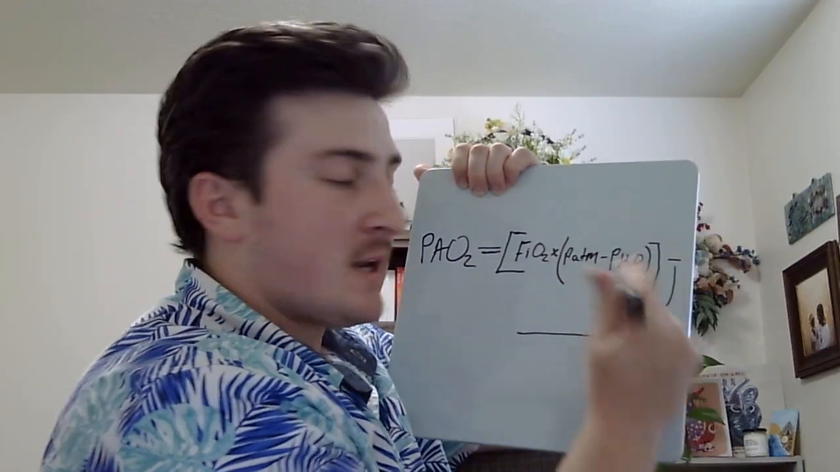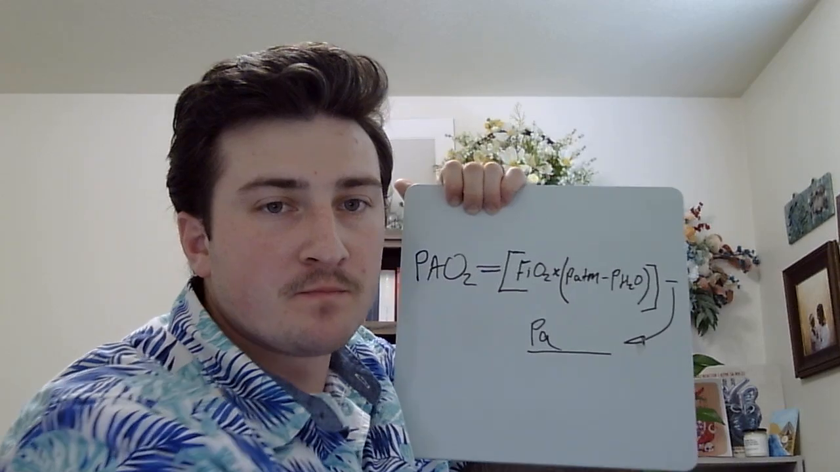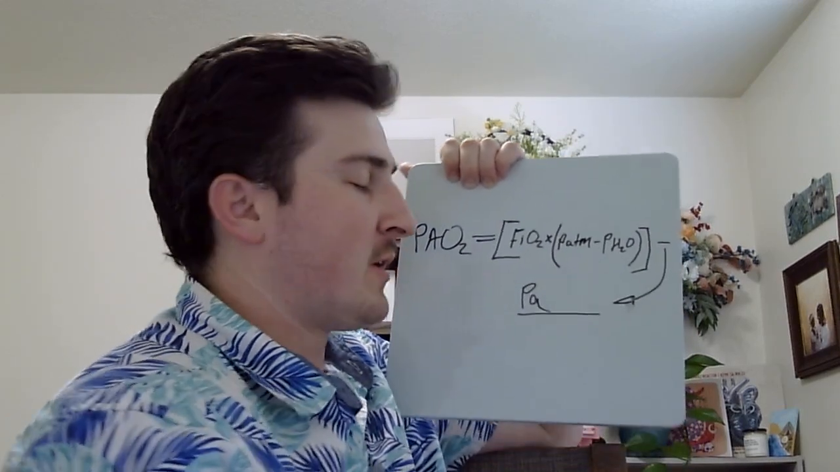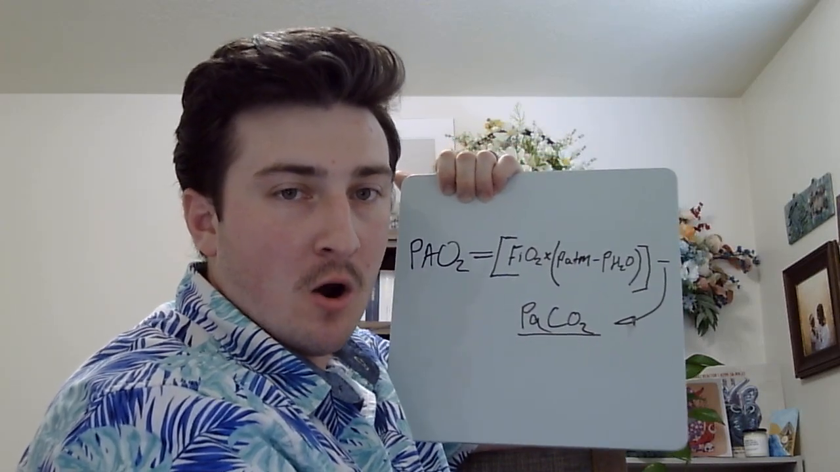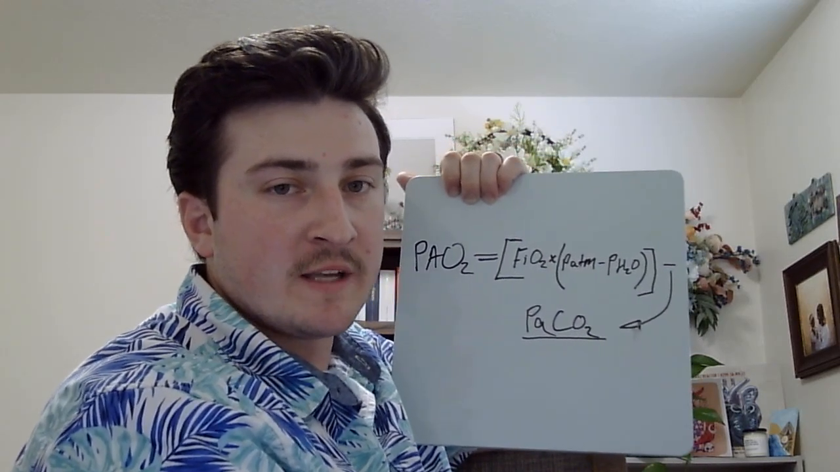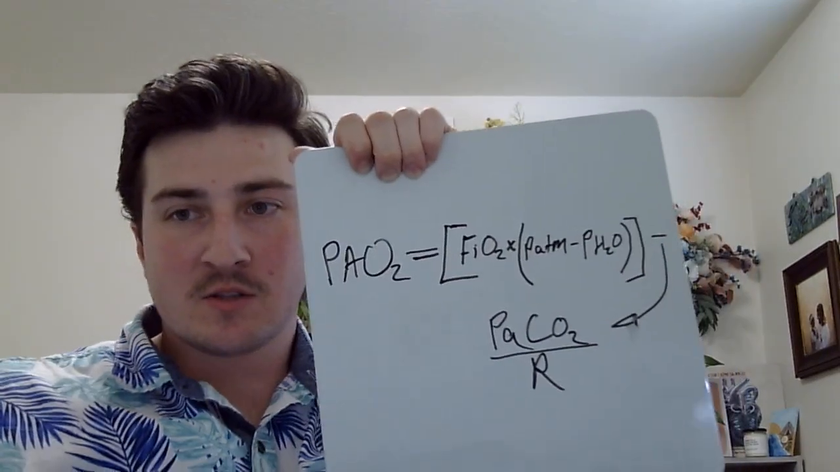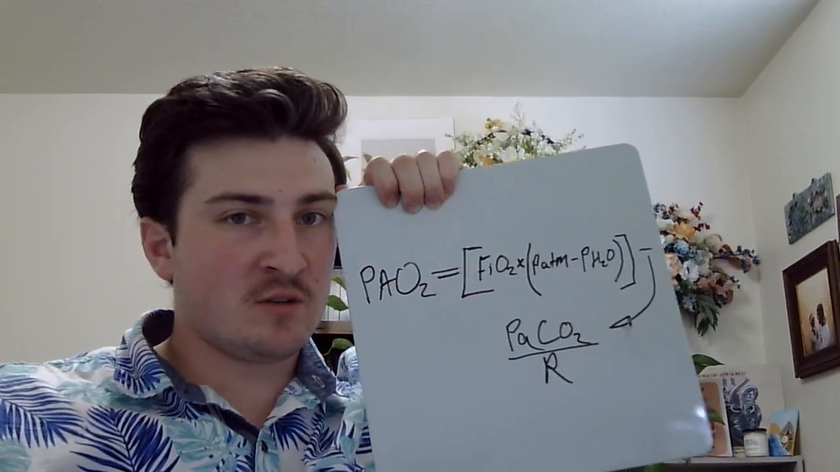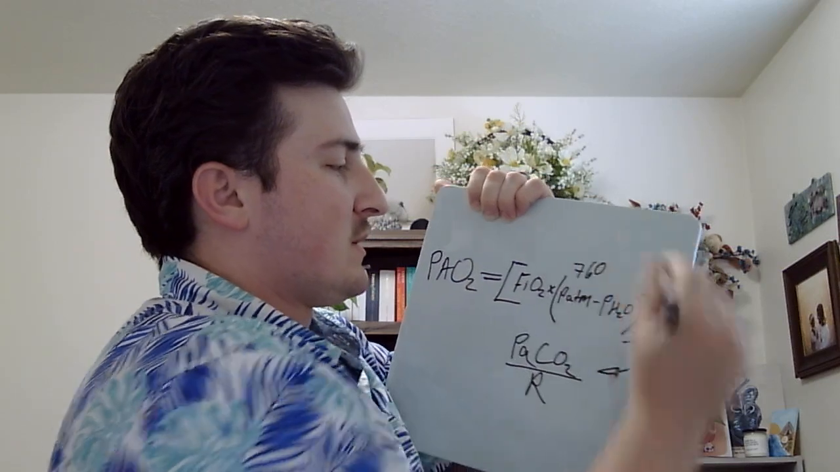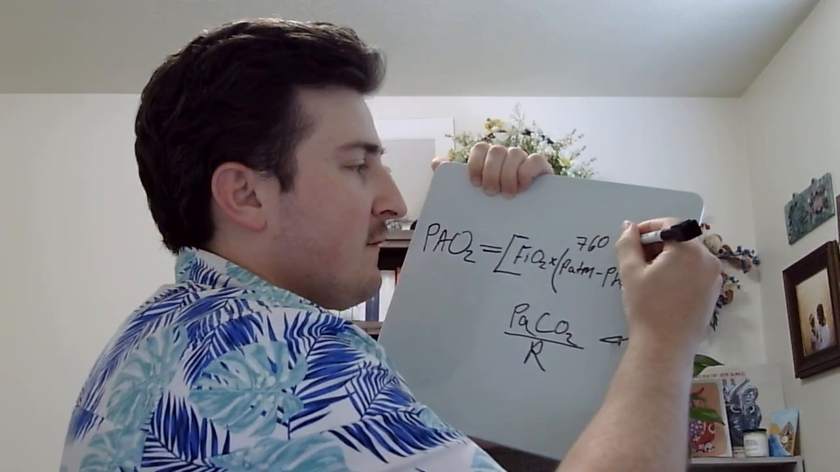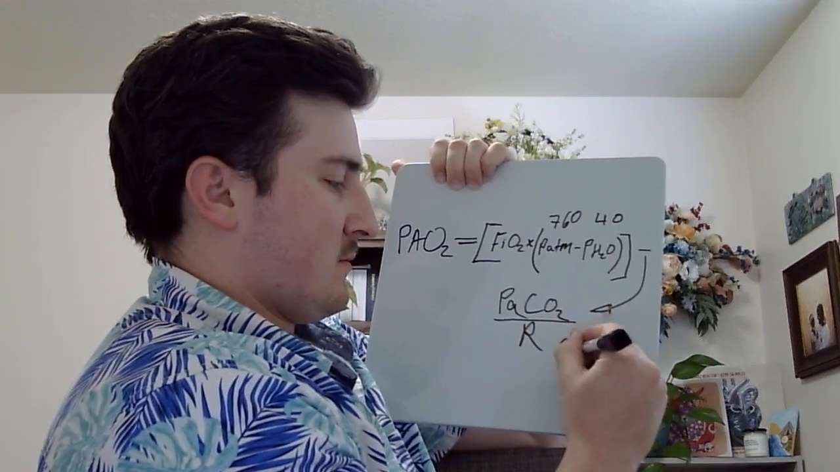So all of this minus our pressure inside of the arteries of carbon dioxide divided by R, and that is our respiratory exchange ratio, which we have determined is 0.85. So that is our alveolar gas equation. Again, I'm going to go through and put in the values that we just assume: 760 there, 40 there, and then 0.85 here.